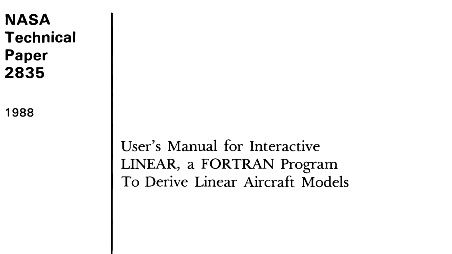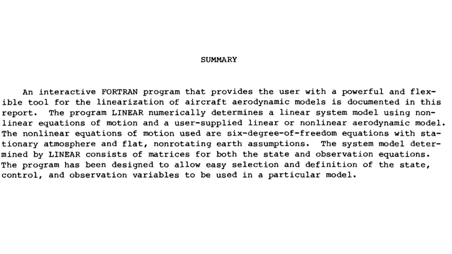10. The next year, in 1988, NASA published an update to their user's manual with the same title, and again on page 4 admitted, the nonlinear equations of motion used are 6 degree of freedom equations with stationary atmosphere and flat, non-rotating Earth assumptions. Again, how can you assume a stationary atmosphere when the atmosphere is supposedly spinning over 1,000 miles per hour at the equator? And how can you assume a flat, non-rotating Earth when it's supposed to be a rotating sphere?